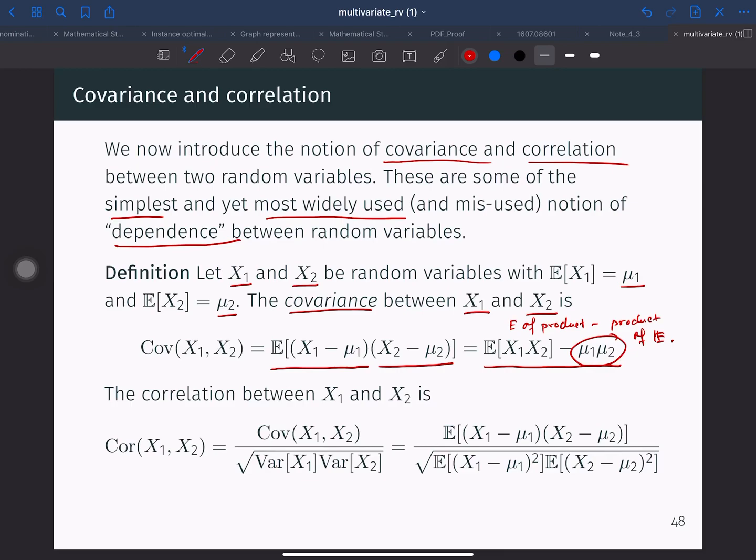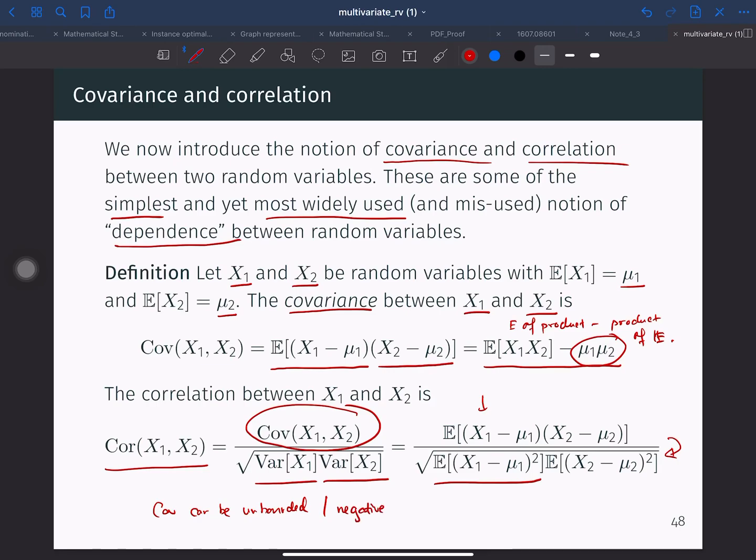And the correlation is simply the covariance divided by the standard deviation of x1 times the standard deviation of x2. Using the fact that the variance itself can be written as the expected value of x minus its mean, squared, we have a maybe clearer or simpler expression for the correlation. As we will see later in this lecture, the covariance can be unbounded, possibly negative or positive, but the correlation lies in the interval -1 to 1. So the correlation is bounded, and we will clarify this in a few moments.